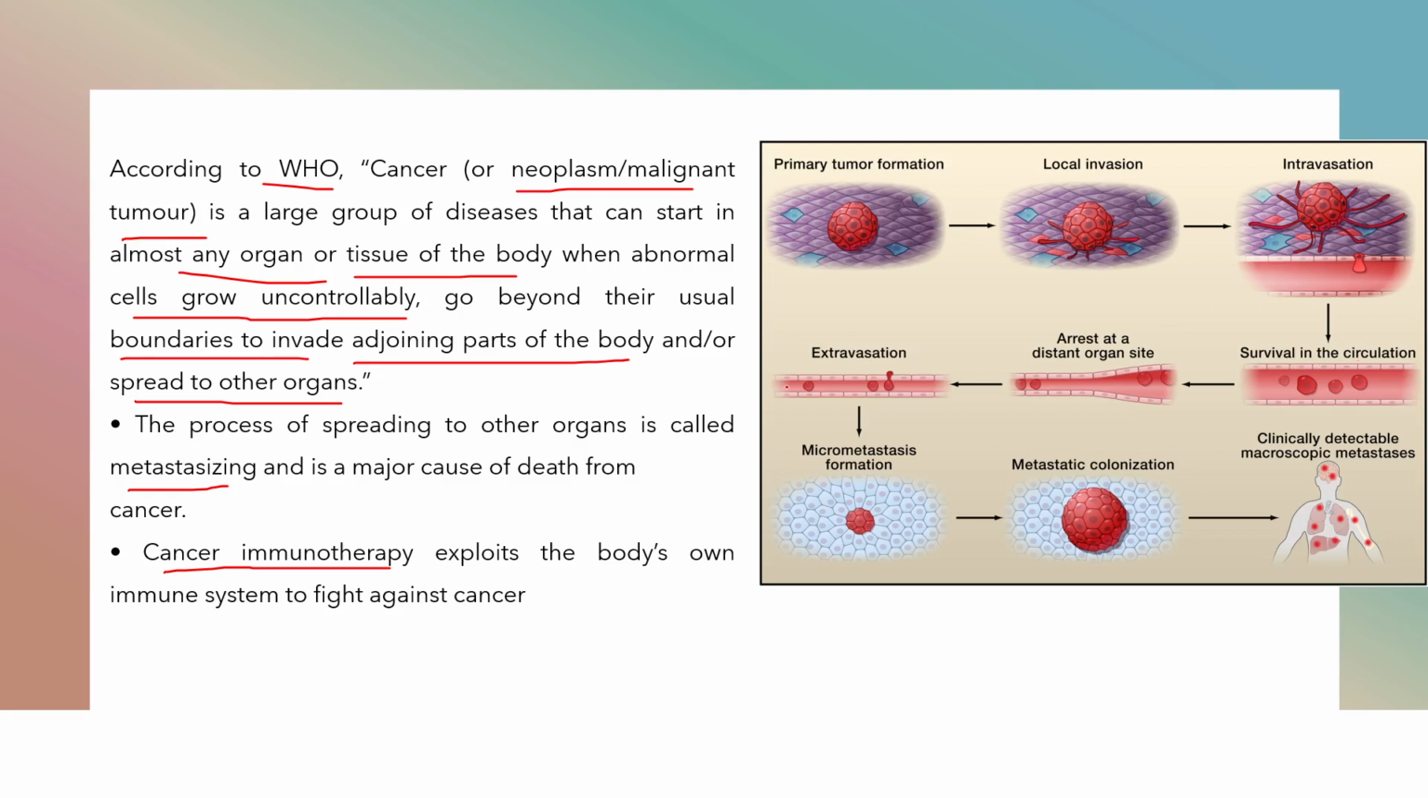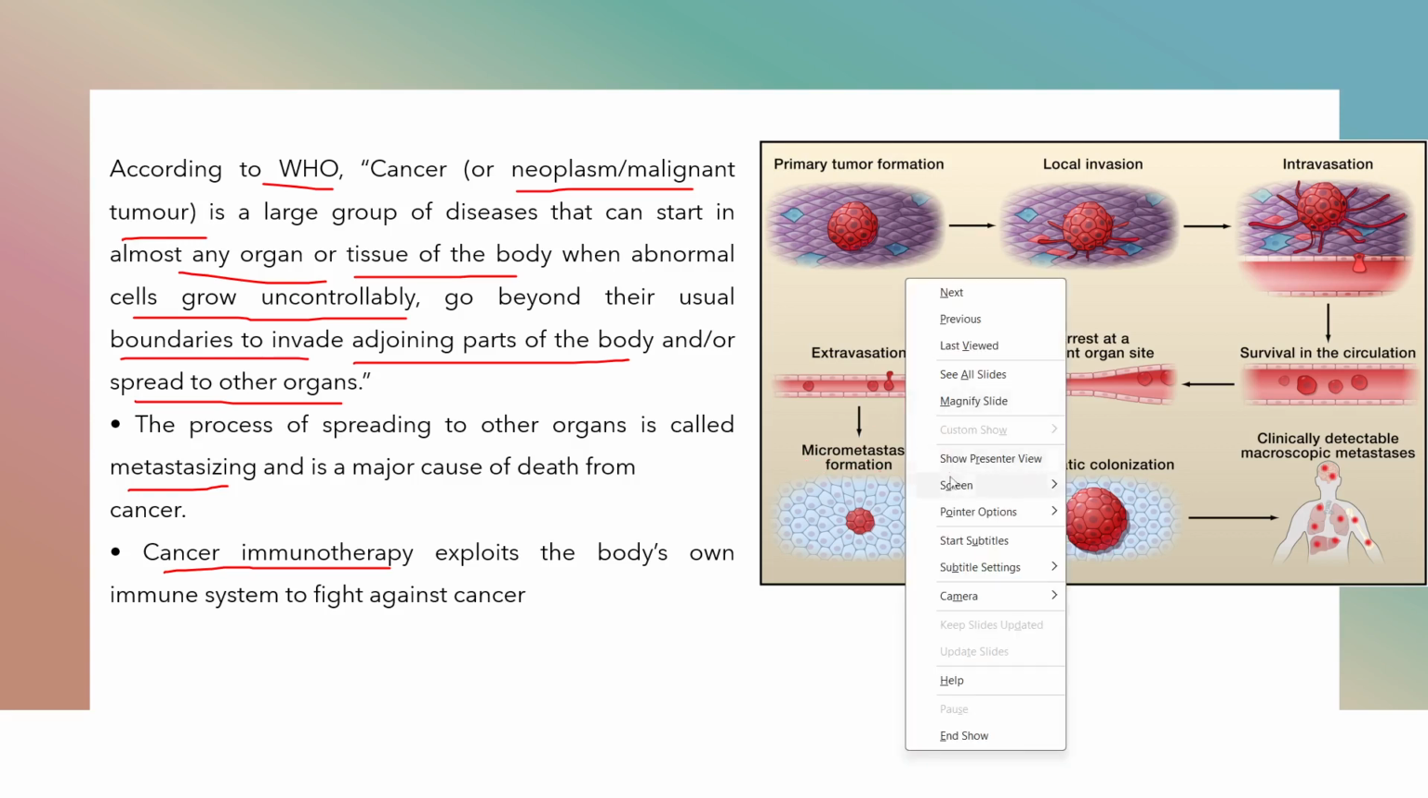So you know, blood flows through the blood vessels. So when these cancer cells or malignant tumor cells move into the blood vessel, they survive through the circulation. Okay, moving with its speed and its components, they survive in the circulation. Arrest at a distant organ site, they get arrested at a particular organ site, and then lead to extravasation, meaning leaving the blood vessel and moving out to the organ itself. This leads to micrometastasis formation.